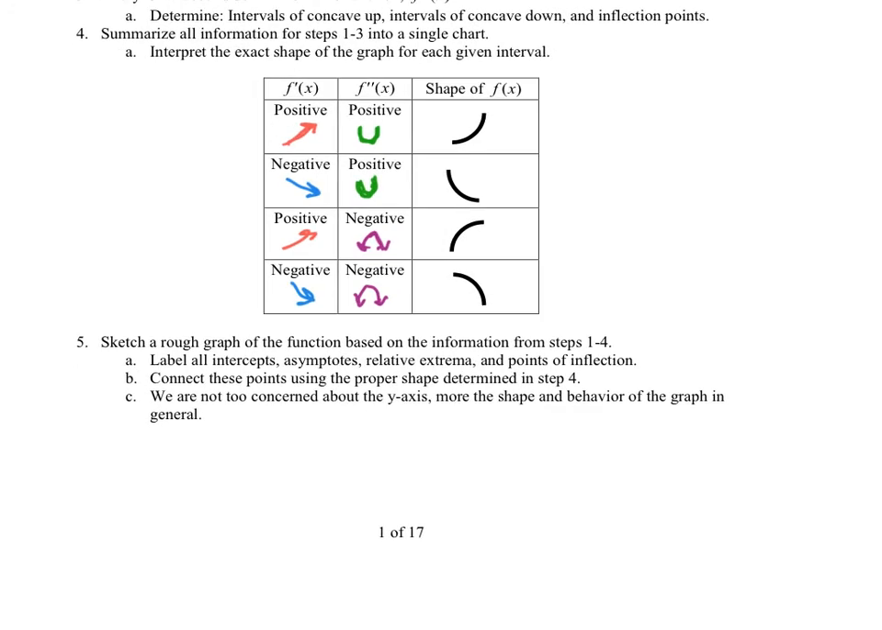And once we put all of that together, everything from step 1, which is your intercepts and your asymptotes, everything from step 2, analyzing the derivative, which would be your relative extrema, and anything from step 3, which would be your points of inflection, we're going to plot all those points on the graph. Then we're going to determine what our shapes are on those given intervals, and we'll connect those points using those shapes.